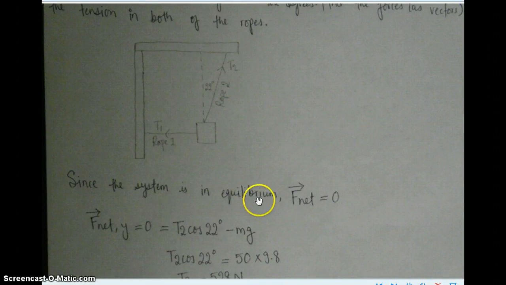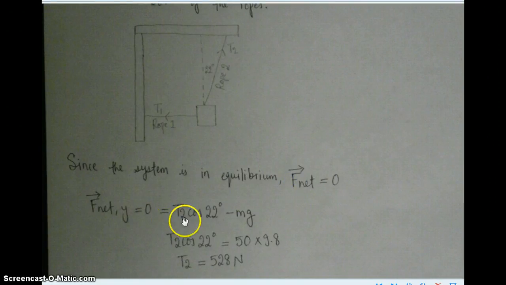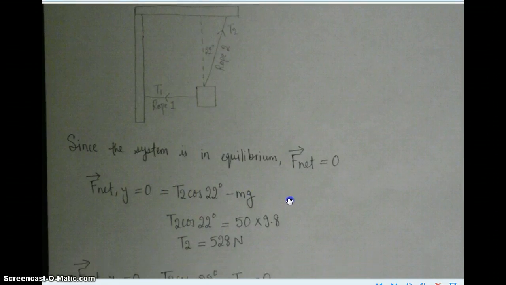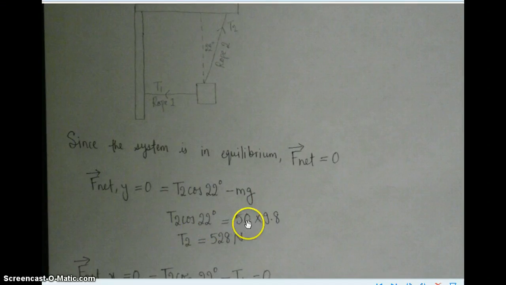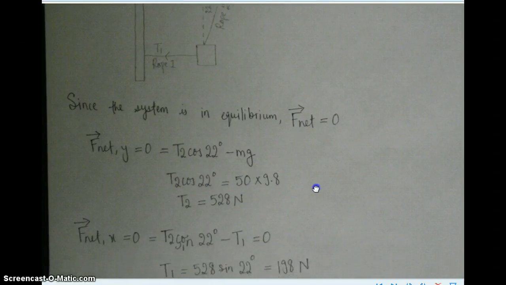Since the system is in equilibrium, net force equals 0. Net force in the y direction equals 0. So in the y direction, it's T2 cos 22 degrees minus the force in the negative y direction, that is weight. So F net y equals T2 cos 22 degrees minus mg, and T2 cos 22 degrees equals mass times gravity, which gives T2 equals 528 Newton in magnitude.